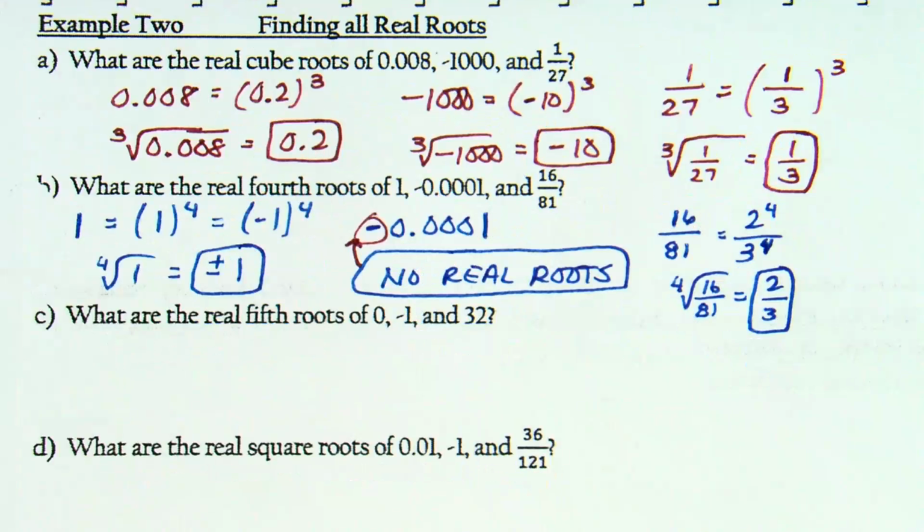Okay, next question. What are the real fifth roots of 0, -1, and 32? Fifth root of 0. 0. I think the calculator will give you a 0. Type in 0.